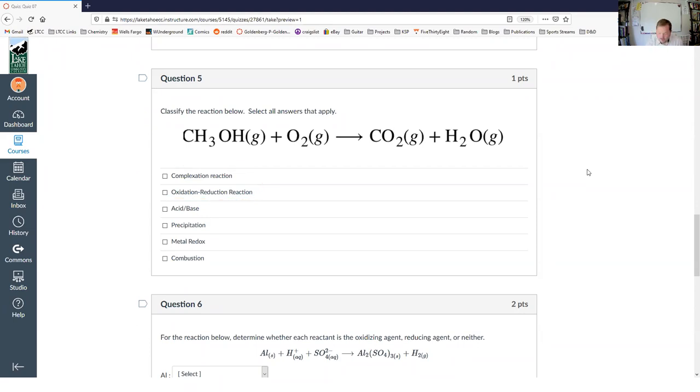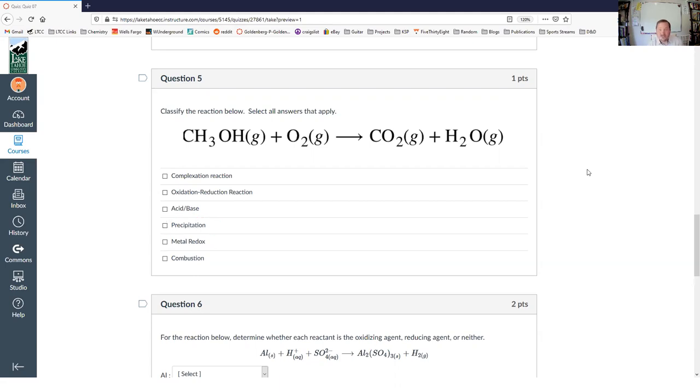Anytime you've got a metal being oxidized or reduced, then you can claim it was metal redox. Anytime that you are making a solid, if you start with no solids and you make a solid product, that could be considered a precipitation reaction, whether it's also redox or not. So these are just descriptions of what's happening in the reaction, but it doesn't belong exclusively to one category or another necessarily.